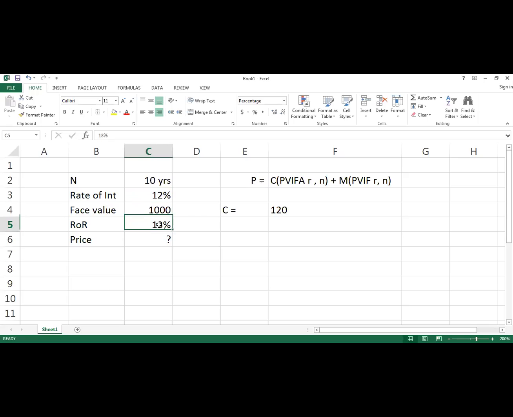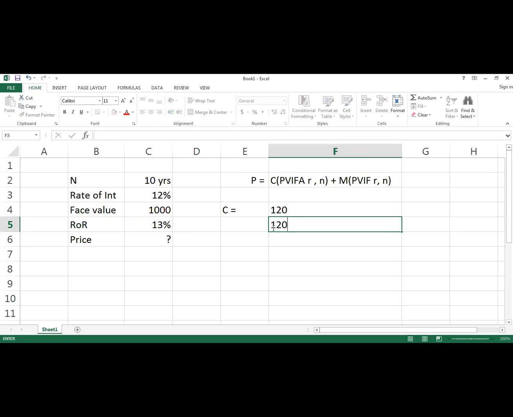There's a difference between this percent and this percent. This is my required rate of return. My required rate of return will always come here within the brackets. And this 12% that I'm going to use is my rate of interest or coupon rate on the bond. Please make a note of this. Is it clear? Fine.